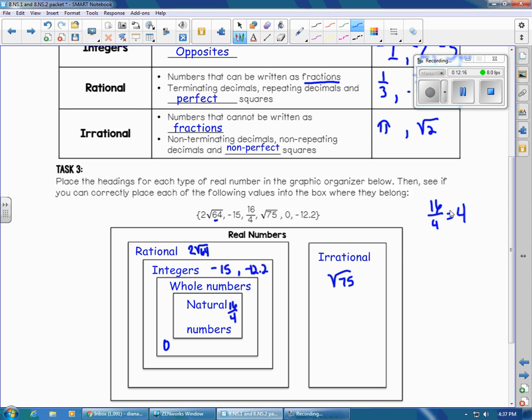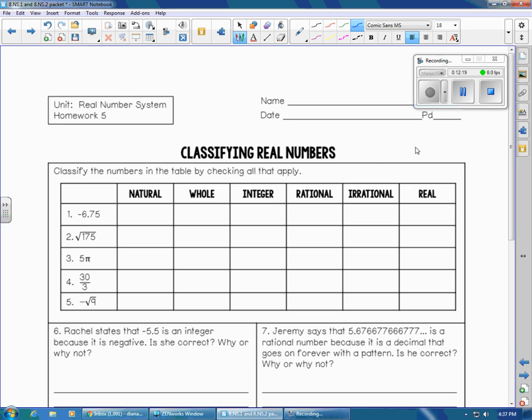And let's take a look at the next page. Actually, I'm going to have you pause, and I'll do some with you, and then I'll have you pause as well. So let's take a look here. Classify the numbers in the table by checking all that apply. So they're all going to have multiple categories checked.